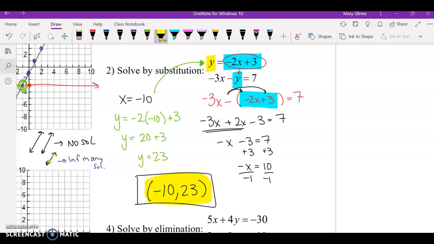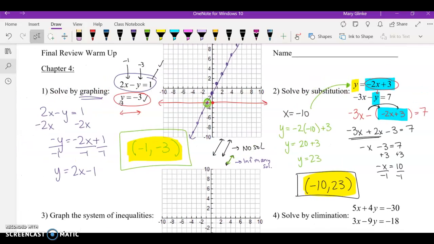And once again, always go back and check your answers to see if they're right. So you can do -3 times -10, and if you get positive 30 minus 23, you do get 7 back out. And for the next one, 23 equals -2 times -10 plus 3. That also ends up working out, so you know that you have done it correctly.